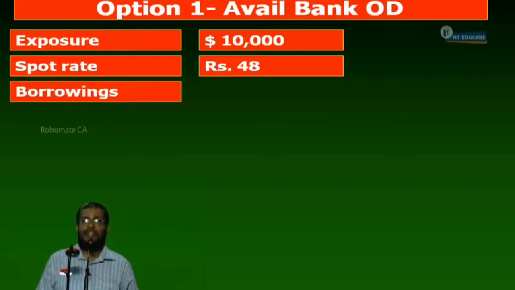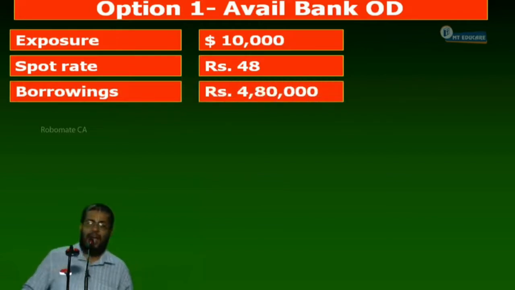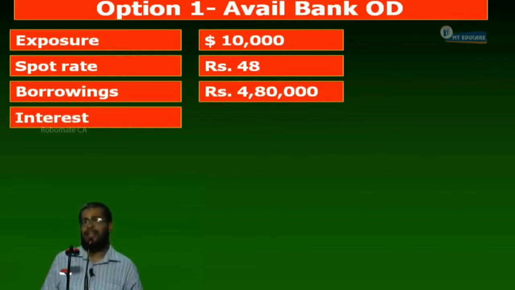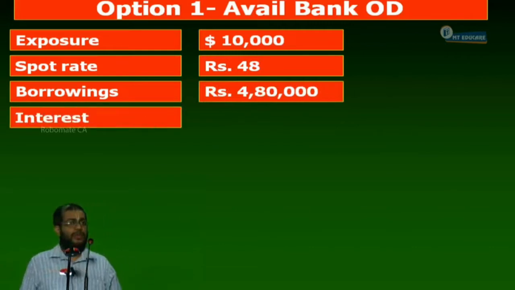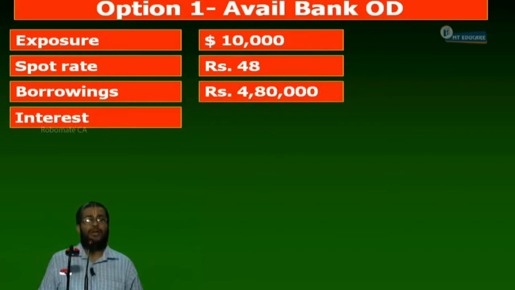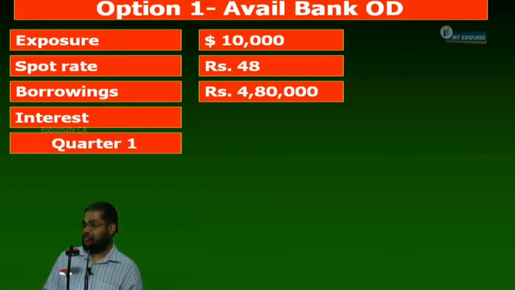So to buy this $10,000 at 48 rupees, how much money should I borrow? Borrowings, how many rupees? 4,80,000. Borrowings, 4,80,000. Should I repay the borrowing or the borrowing with interest? Borrowing with interest. Interest, quarter 1.